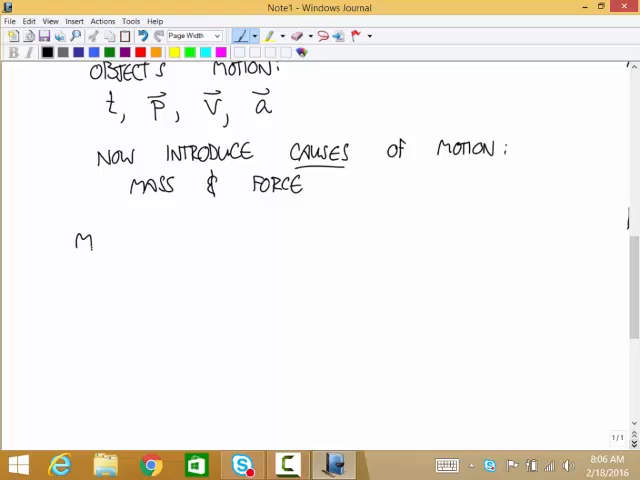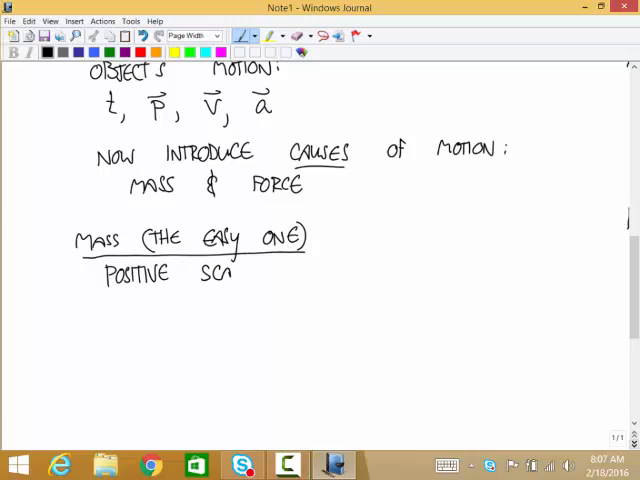Okay, so let's start with mass. That's the easy one. Mass is always a positive scalar. You can't have negative mass. And mass is the measure of an object's resistance to changes in velocity.